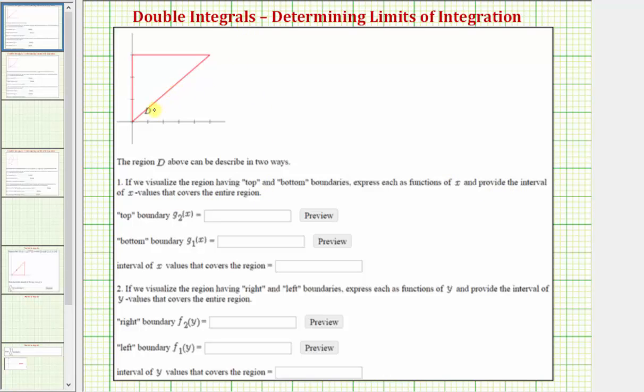Just notice how the top boundary of the region D would be this horizontal line here, which has an equation y equals 3, and the bottom boundary would be this line here passing through the origin. Let's work on determining the equation of this line here. We'll notice how it passes through the origin, which would be the ordered pair (0, 0). It also passes through this point here, which has the ordered pair (5, 3).